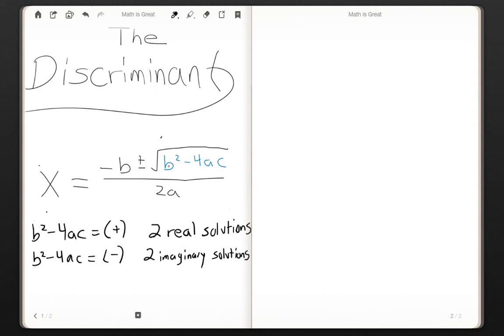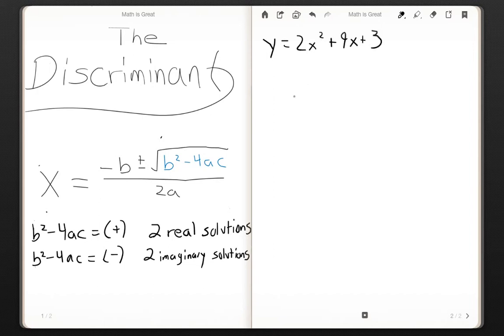So just by telling whether this discriminant is positive or negative, we can determine the type of solutions we're going to get for x. Now this might not seem very important right now, but when we start graphing these quadratic equations, it's actually going to tell us quite a bit of useful information. So let's look at a quadratic equation like this, and just by solving for b squared minus 4ac, we can determine whether we're going to get real solutions or imaginary solutions.